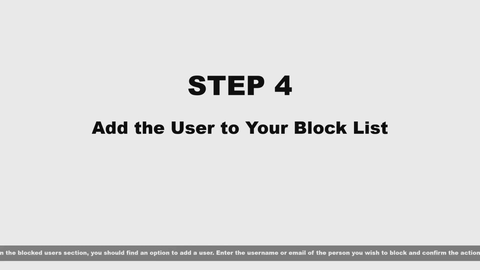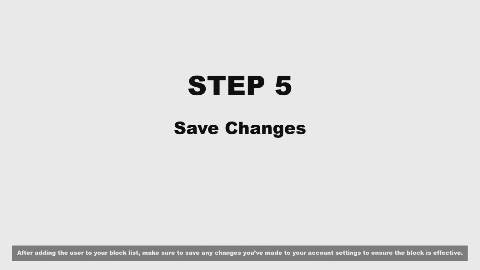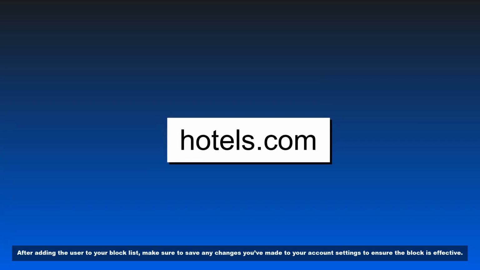Step 4. Add the user to your block list. In the blocked users section, you should find an option to add a user. Enter the username or email of the person you wish to block and confirm the action. Step 5. Save changes. After adding the user to your block list, make sure to save any changes you've made to your account settings to ensure the block is effective.